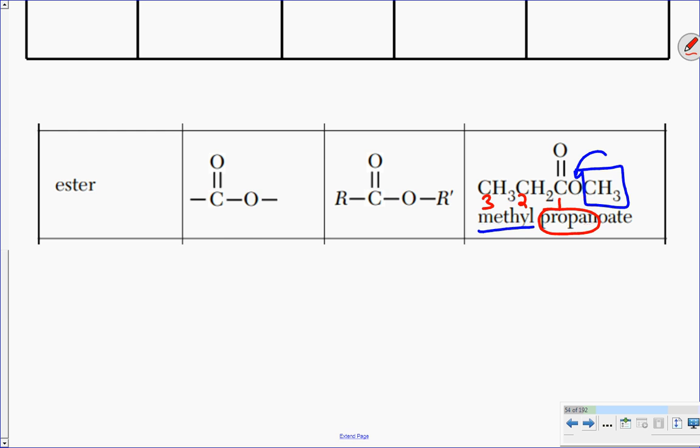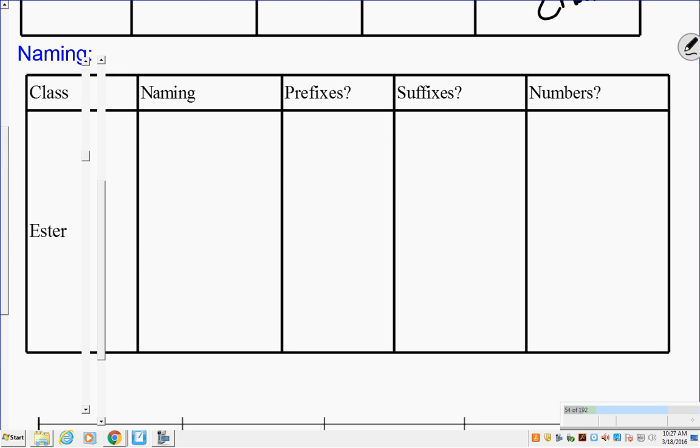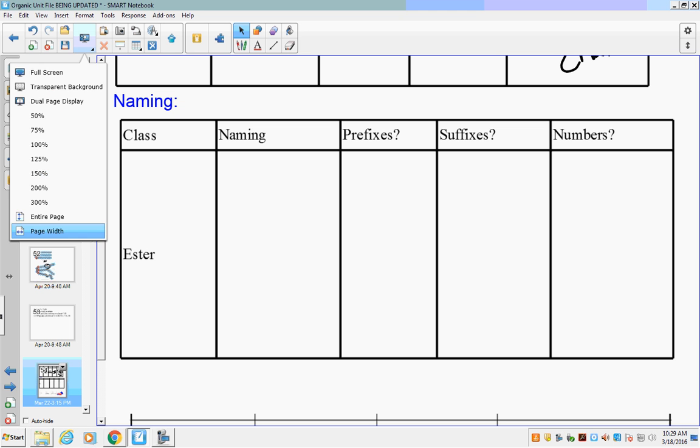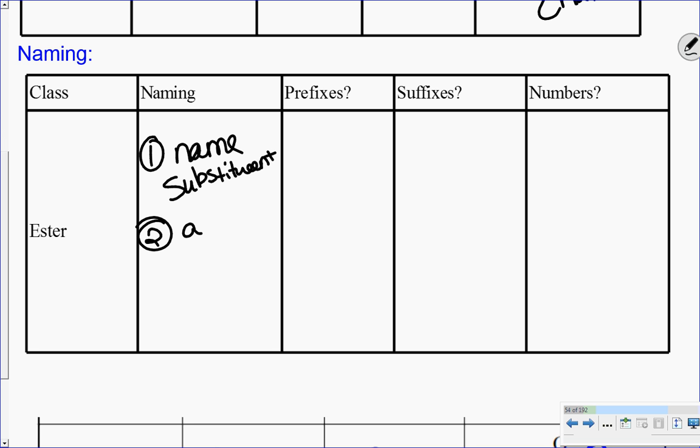So when we're naming an ester, we're going to first name the substituent, that single carbon methyl group. We are going to second name our alkane chain. Since that portion of the molecule is 3 carbons, that would be propane, and we're going to drop the E and change that to oate.